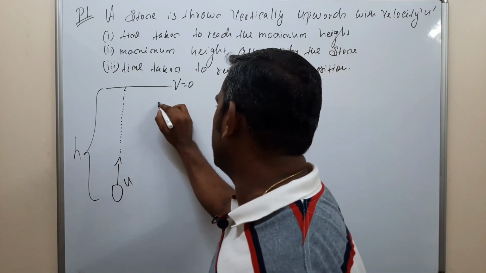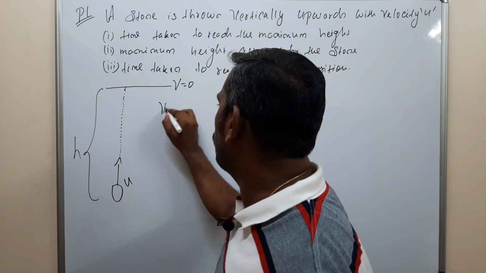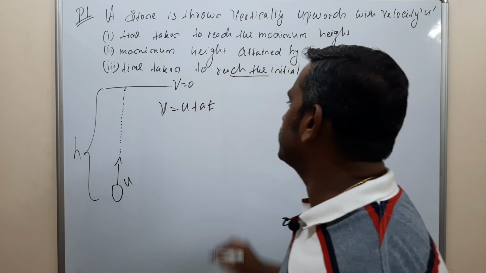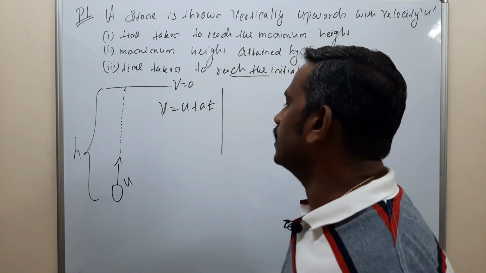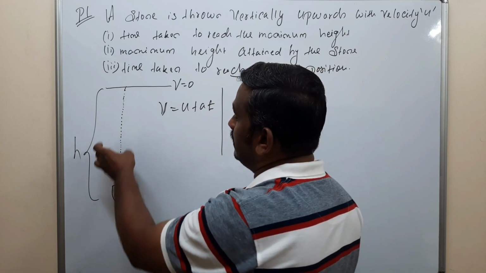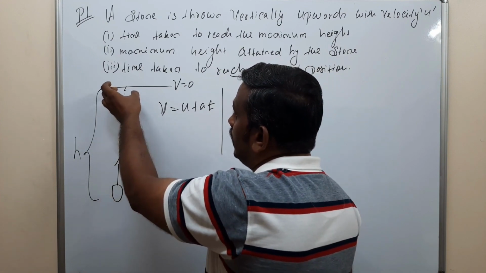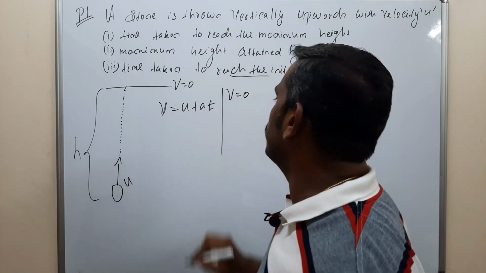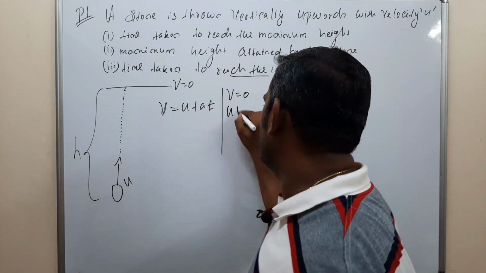So I am using the kinematic equation v is equal to u plus at. When the stone reaches the maximum height, the speed is zero, so the final velocity v is equal to zero.